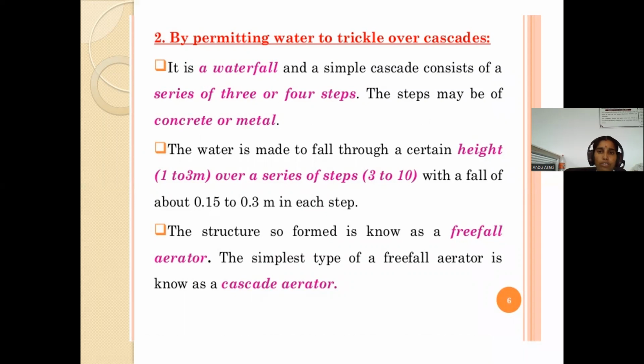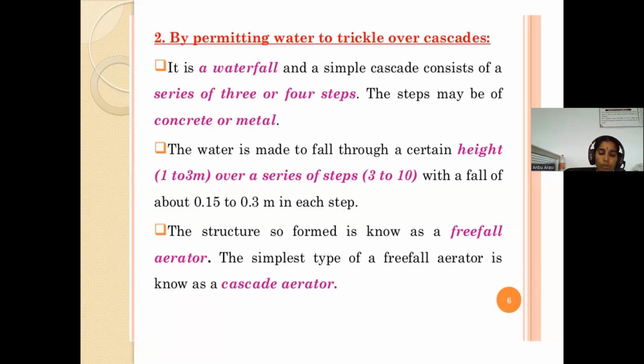By permitting water to trickle over gaskets, it is here. In this method, the water is allowed to fall the height of about 1 meter to 3 meter over a step in series, with a fall of about 0.15 meter to 0.3 meter in each step. This arrangement is called free fall aerator, and its typical type is called cascade aerator.